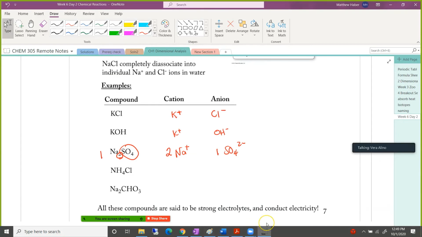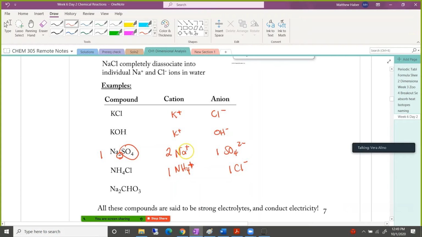3. You have 2 sodium ions and 1 sulfate ion. Okay? So think of 1 molecule split into 3 ions. So there are actually 3 things. So the more complicated your molecule is, the more ions you can produce, right? So for ammonium chloride, you have 1 ammonium ion and 1 chloride ion.